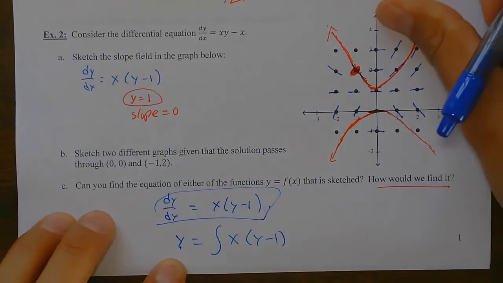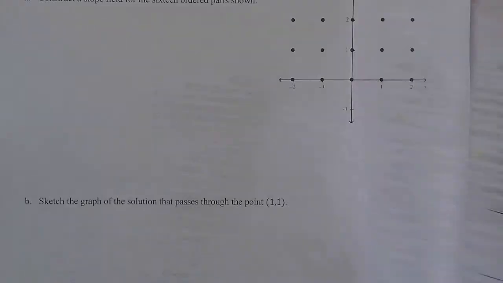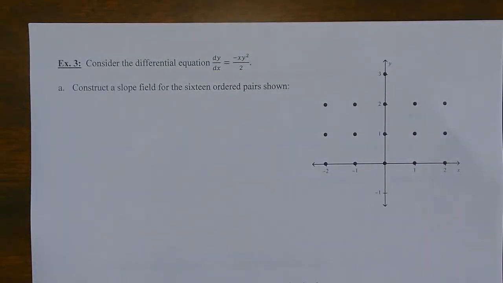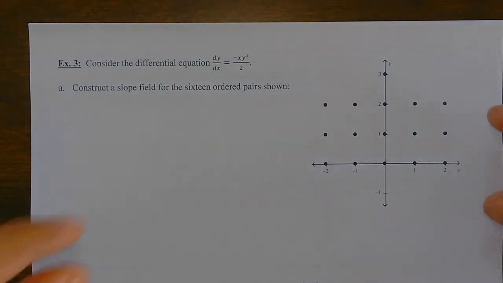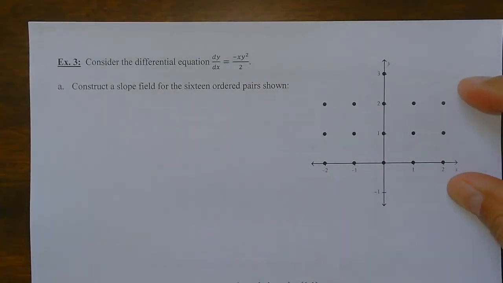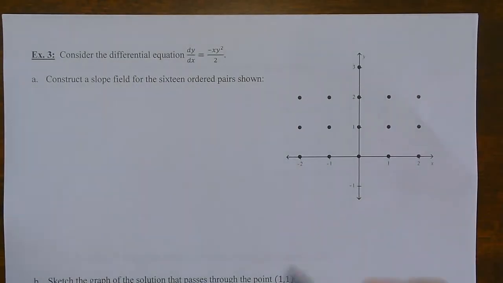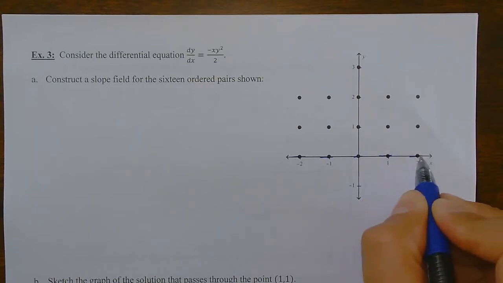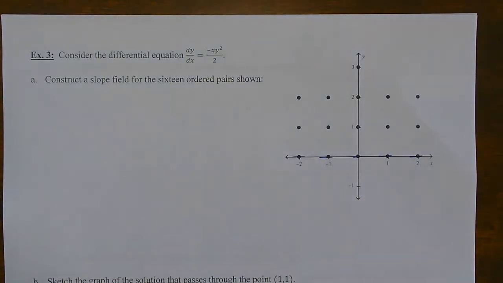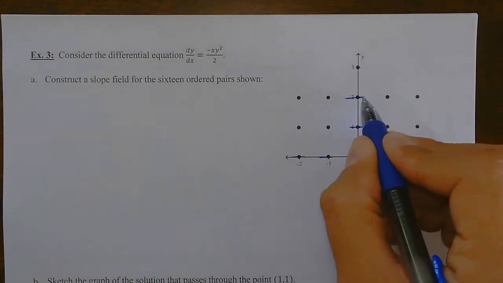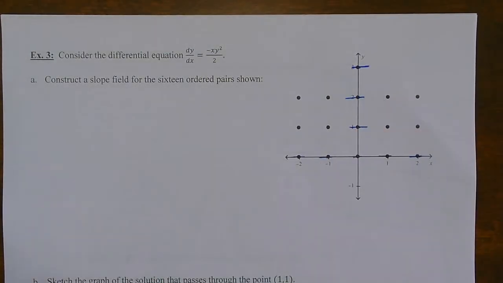Example number 3, another differential equation. And so I'm going to ask you to graph the solutions, and I will do that fairly quick. I have a 0 slope, a 0 slope, a 0 slope, and a 0 slope. When I calculate the slope at 1, 1, it'll be a negative half.